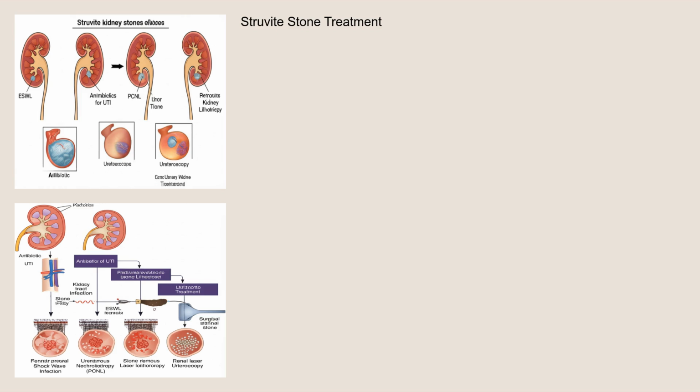Treatment for struvites focuses on eradicating the infection and removing the stones. Antibiotics are essential to clear the underlying urinary tract infection. Stone removal can be accomplished through various methods depending on the size and location of the stones. Small stones may pass on their own with increased fluid intake and pain management. Larger stones often require intervention. Options include extracorporeal shock wave lithotripsy, or ESWL, which uses shock waves to break the stone into smaller fragments that can be passed in the urine.